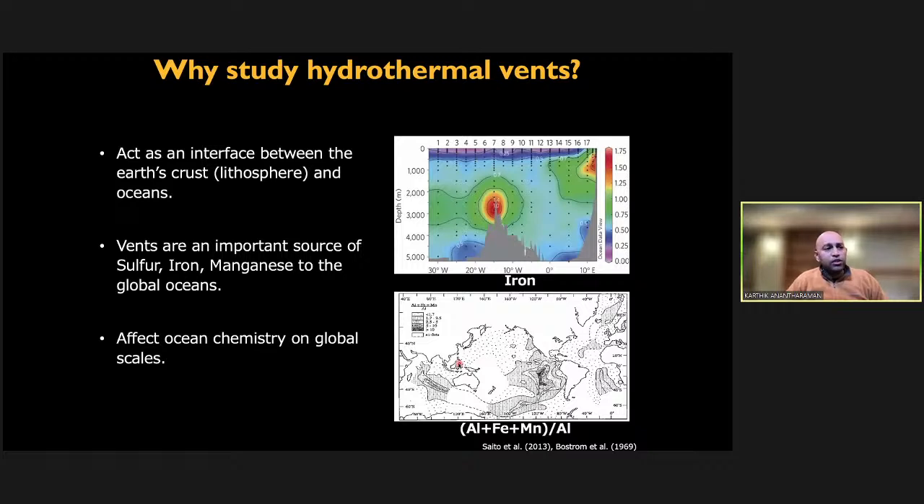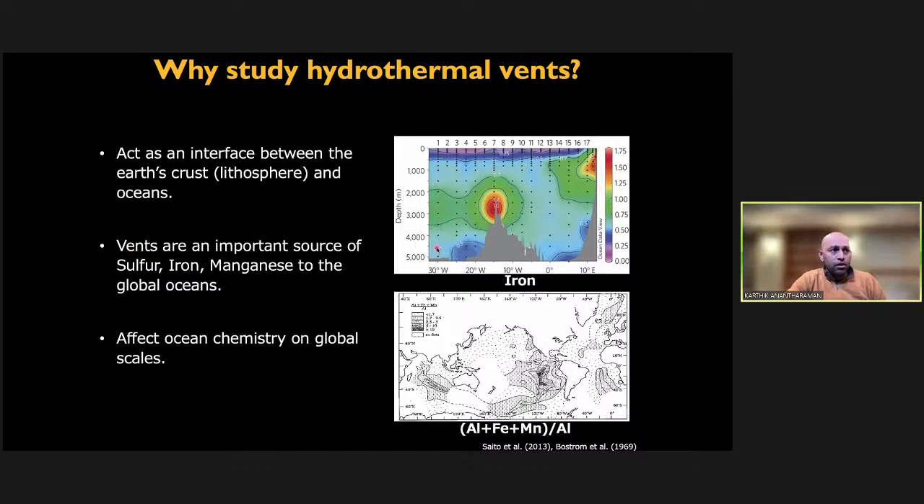Hydrothermal vents, as I mentioned, are a very important source of sulfur, but they really act as an interface between the lithosphere and the oceans. There's all sorts of chemicals that are coming from the Earth's crust. Commonly these are sulfur, iron, manganese. I mentioned these three because these three are very important for the global oceans. For the oceans to remain healthy, microorganisms are really important, and microorganisms really need sulfur as well as trace metals, primarily iron. Iron is really important for photosynthesis. But in addition to these, there are a number of trace metals as well that come from hydrothermal vents.